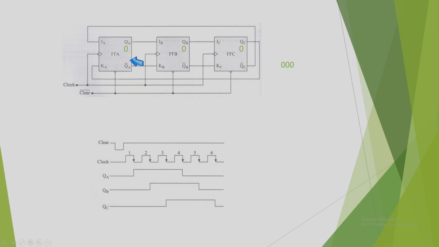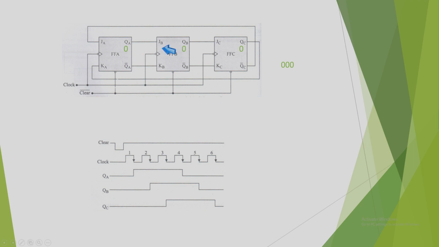Right? Now on reaching the first negative edge, what are the inputs to the flip-flops? Look at the first flip-flop A. JA takes its input from QC complement. So QC is 0 and QC complement will be 1. So this 1 will be fed at JA and this 0 will be fed at KA. So this flip-flop has input 1 at JA, 0 at KA. If you remember, JK flip-flops on receiving this combination of input, J1 K0, will be set to 1. So on reaching the first negative edge, this flip-flop is ready to be set from 0 to 1.